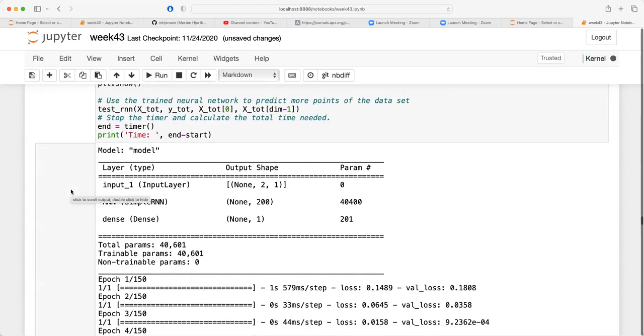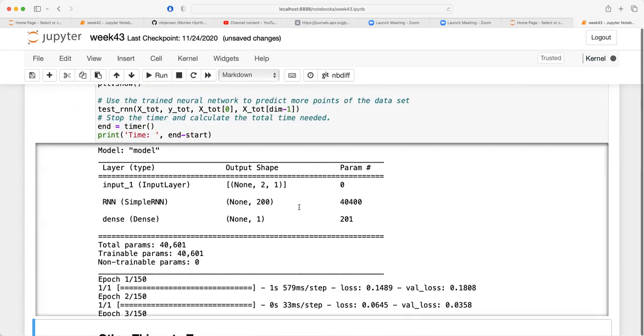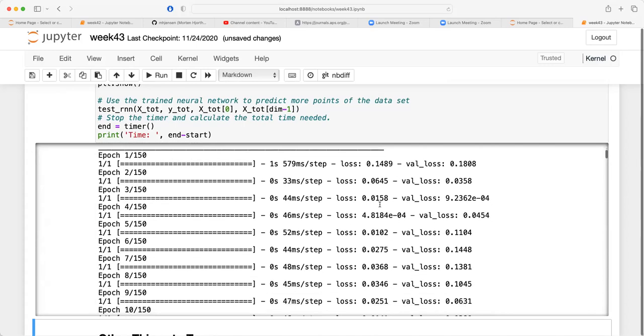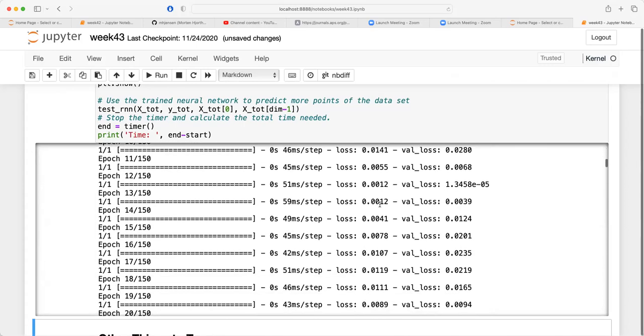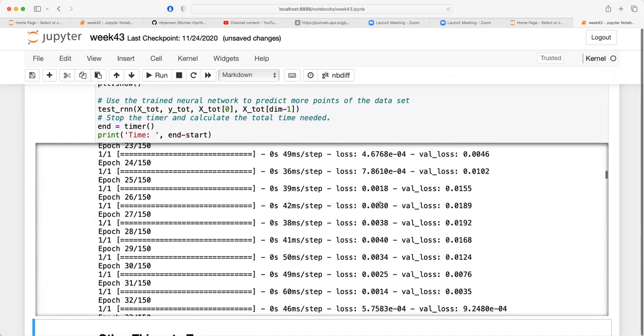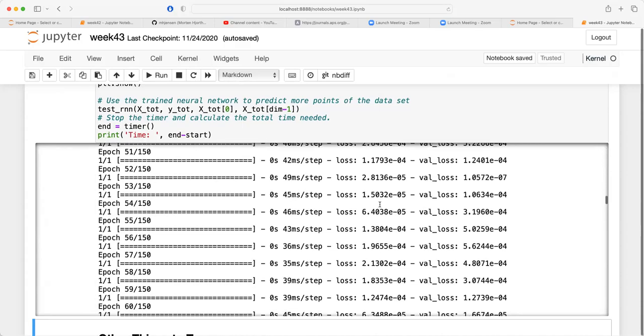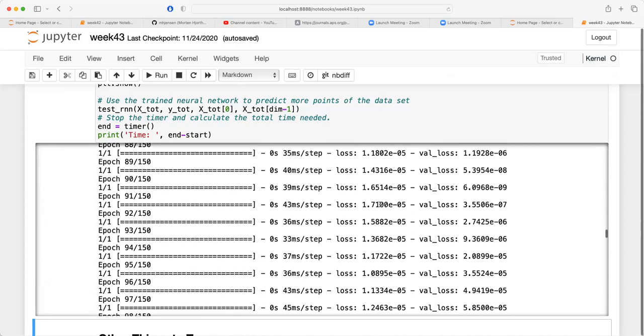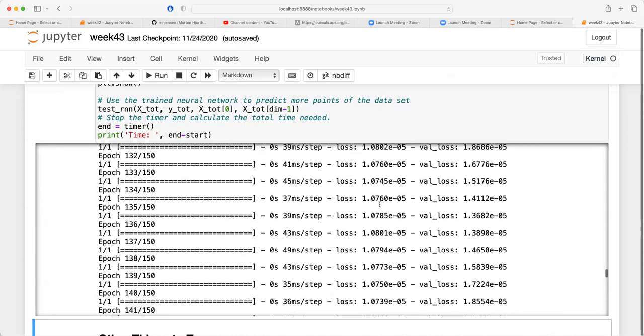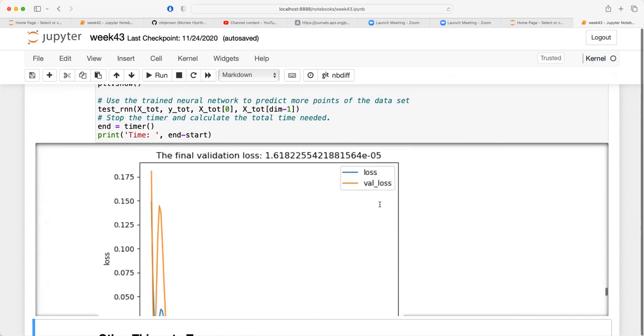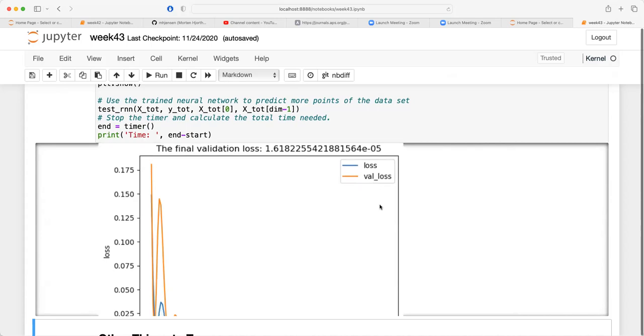So in this case, with a simple RNN with 200 nodes, I end up with something like 40,000 parameters. And the calculation is I have 150 epochs, which I'm running when I run the stochastic gradient descent with Adam as an optimizer. And this particular case is actually not that slow. And the data set, I don't have so much data. I had only something like 20, 30 data points.